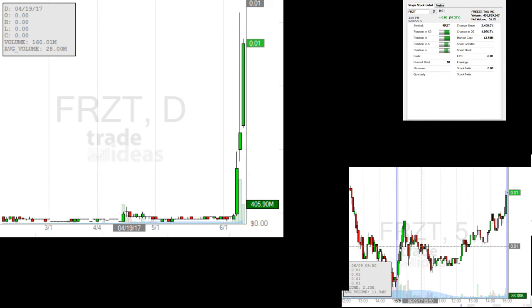I would only recommend on some of these OTCs that will pop up on the scanner, I only recommend scalping. Getting in, getting out, taking your money, hitting the next one. So you will see those pop up starting tomorrow, Tuesday at the latest.